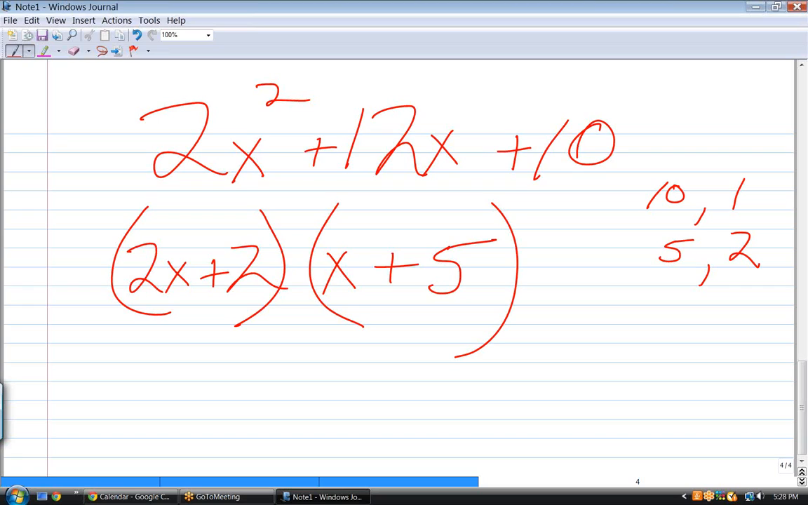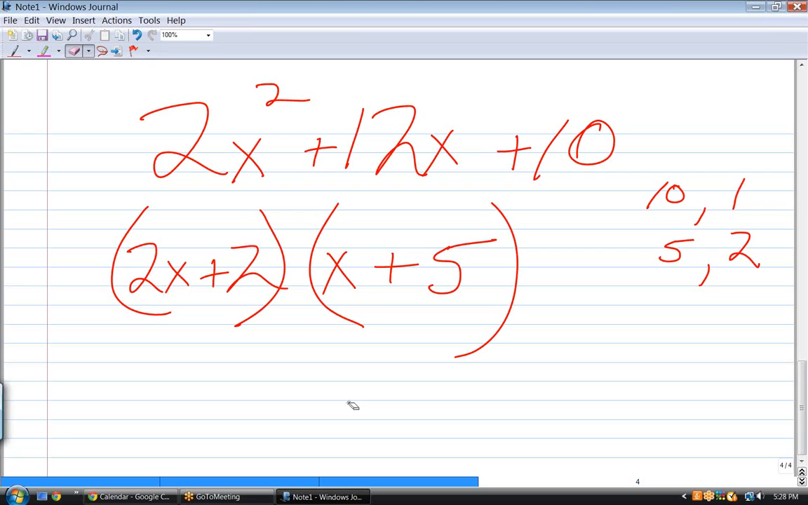The insides multiply to 2 and x, and the outsides multiply to 10. So that would work. Yes, it does work. Now, what would we do if it didn't work? Then go to the 10 and 1 and try that. You got it.